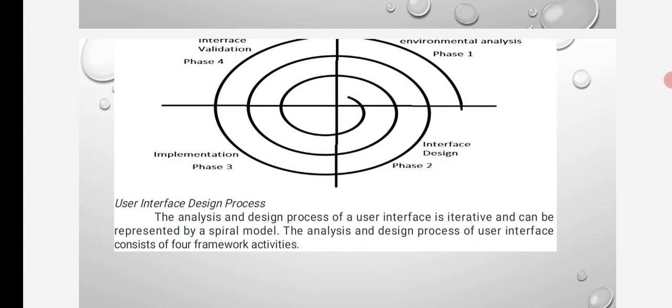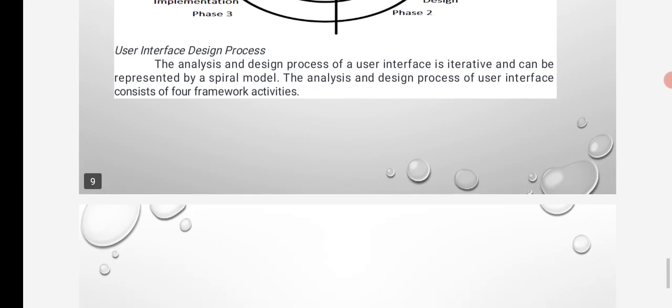The analysis and design process of a user interface is iterative and can be represented by a spiral model. The analysis and design process of user interface consists of 4 framework activities.